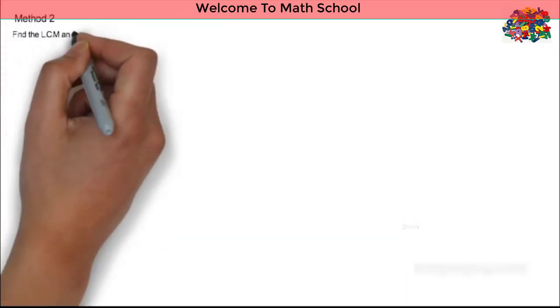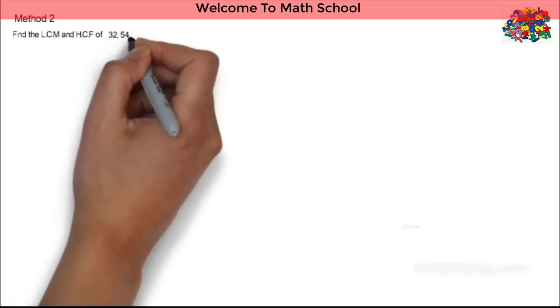Coming to the next one. That was the first way to find your LCM and HCF. And the second way to find your LCM and HCF is through the factorization method. Now let us find the LCM and HCF of the numbers 32, 54 and 96.